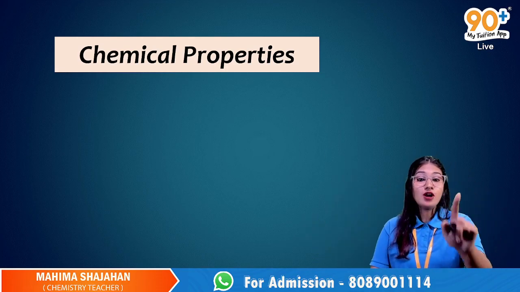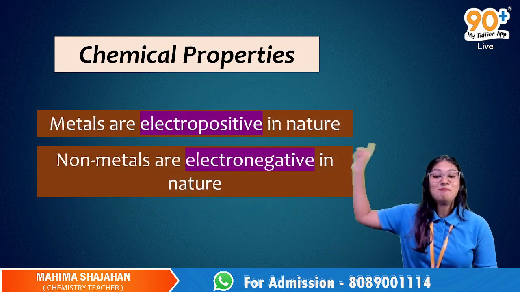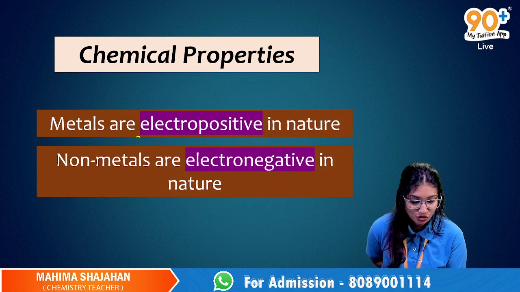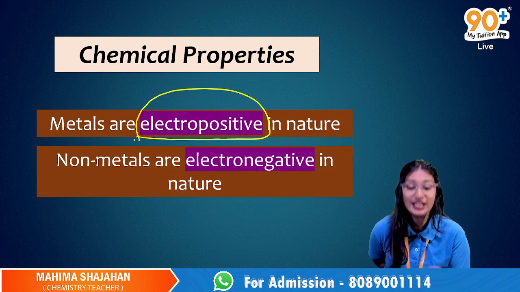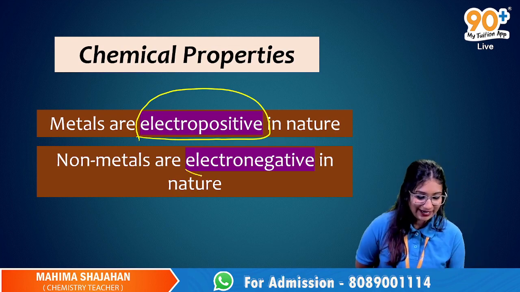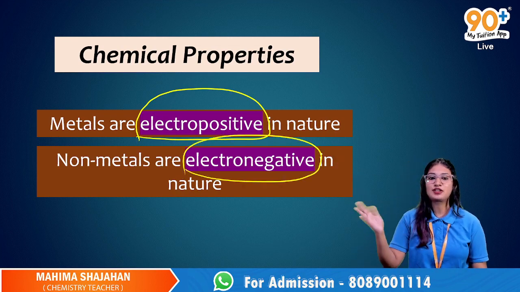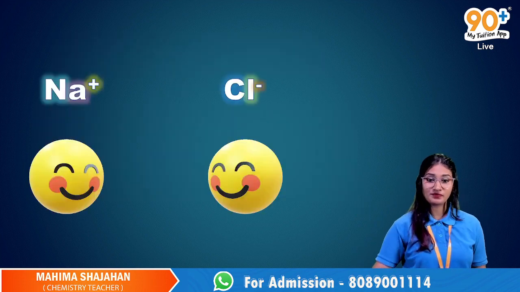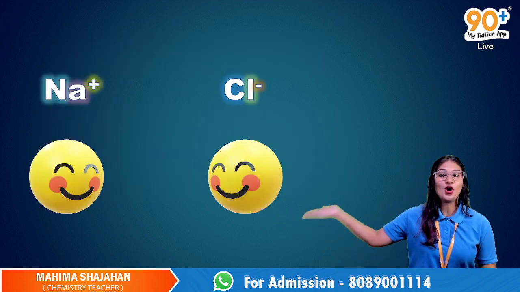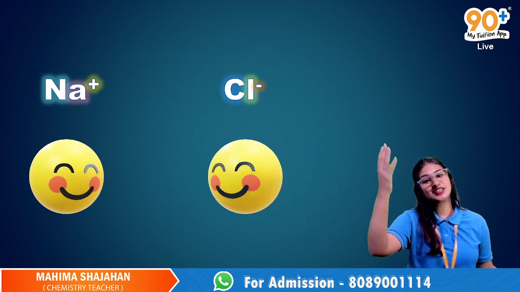And the first point that you have to remember is metals are electropositive in nature and non-metals are electronegative in nature. Don't worry, I have an example for you. Look, we have sodium, which is a metal, and chlorine, which is a non-metal.